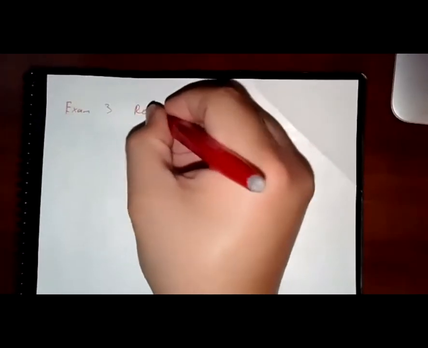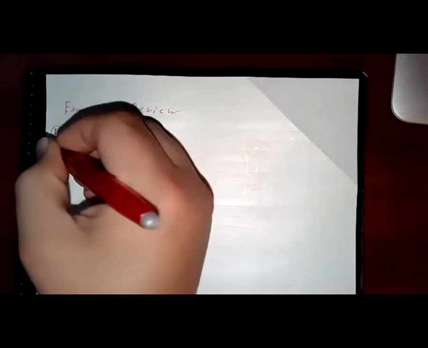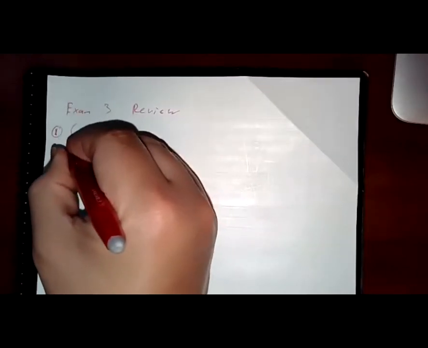So this is exam 3 review. All right, so number 1 is the integral of 2x over the square root of x minus 4 dx.